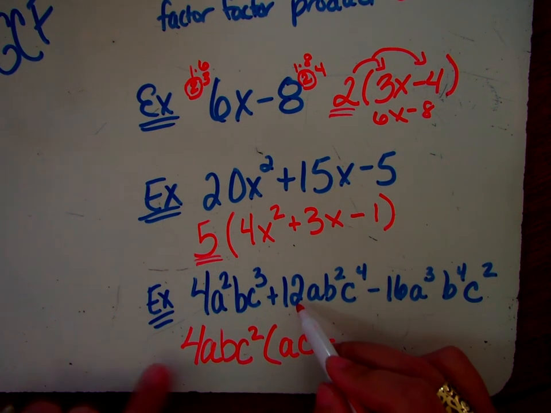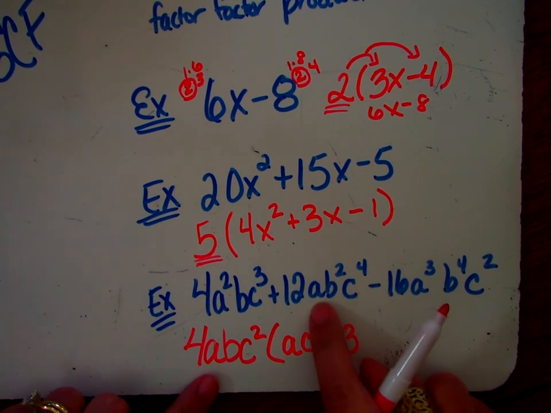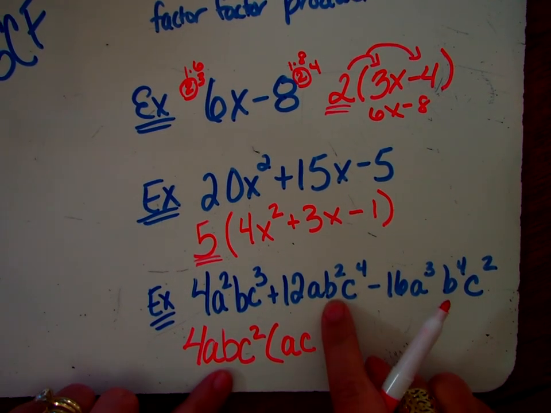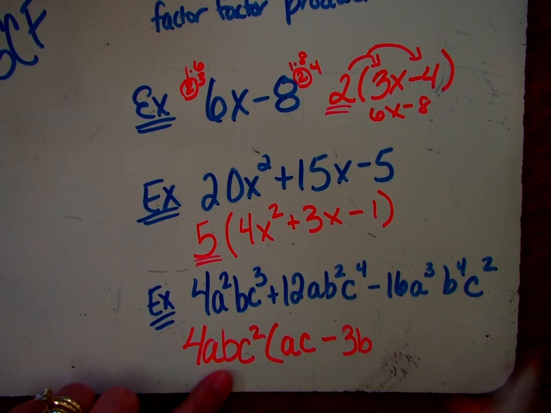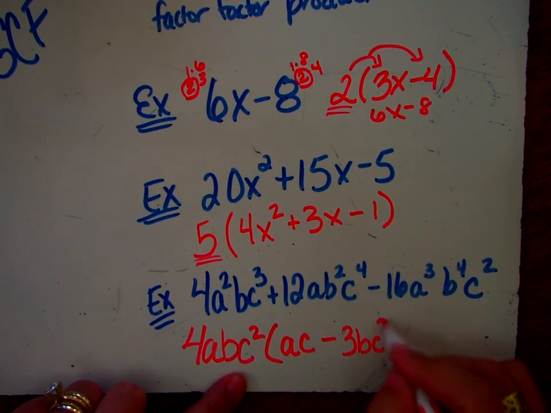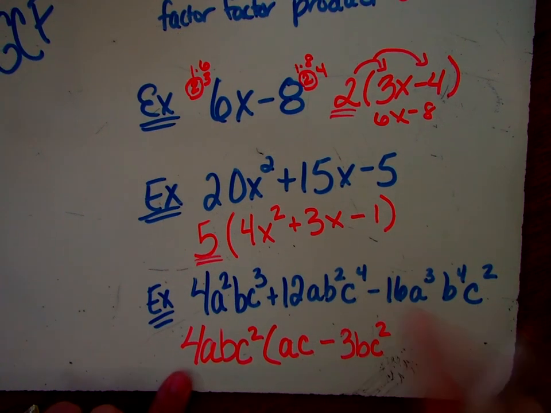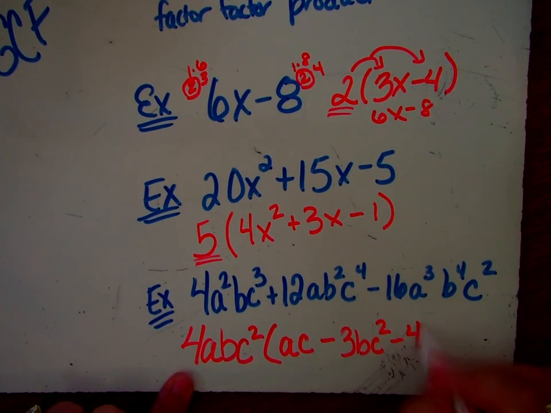This term, 12 divided by 4 is 3, okay? The a I took out. I had 2 b's, I took 1 out, so there's still a b. I had 4 c's, I took 2 out, and I have 2 c's left. Now, negative 16 divided by 4 is a negative 4.